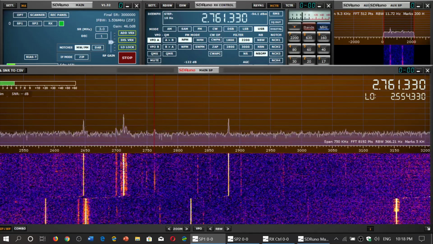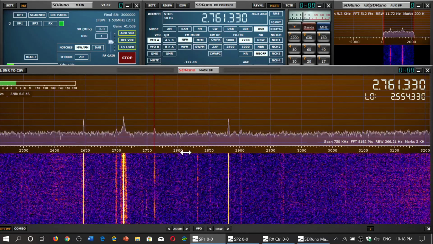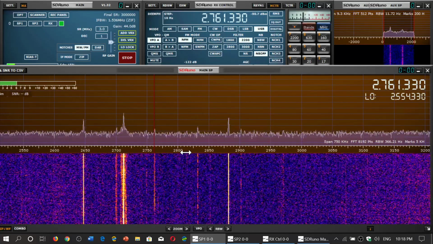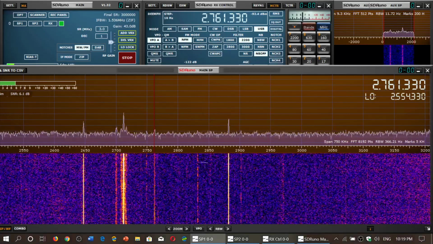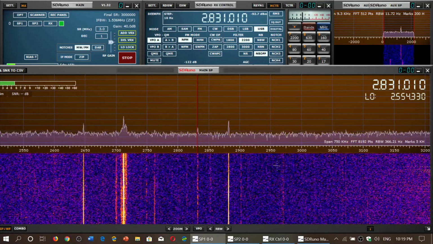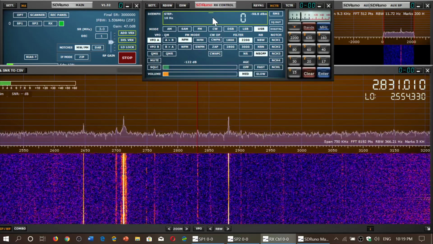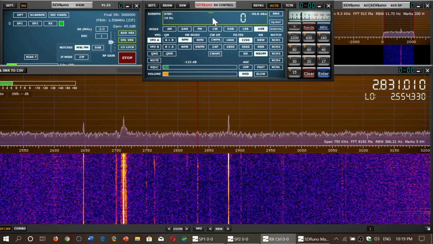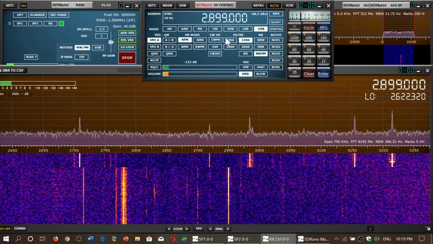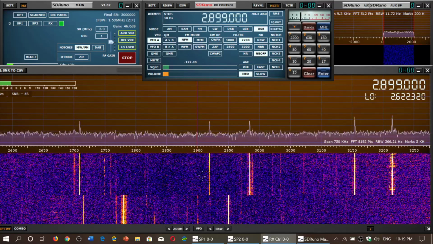Now be careful here, you see some of the strong peaks right here. A lot of them are spurious signals that the RSP1A actually sometimes produces when you tune around the frequency ranges. And above 2800, there is a frequency range that is aeronautical. So you might actually be able to hear some aeronautical stuff on the upper frequency ranges. I actually have posted some videos of listening to Gander radio on that frequency range. So it is possible to hear aeronautical communications on the upper range of 3 megahertz.